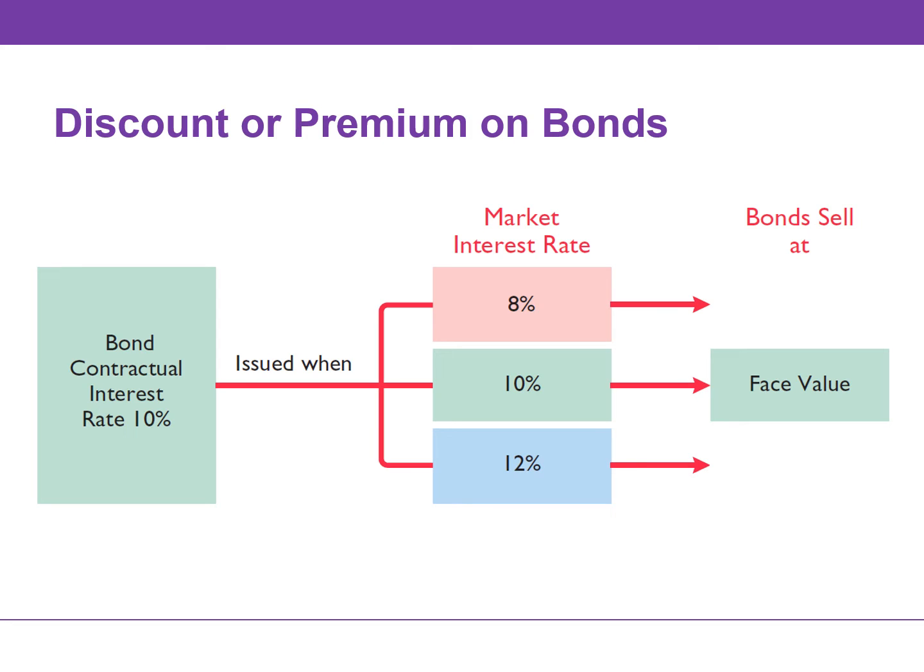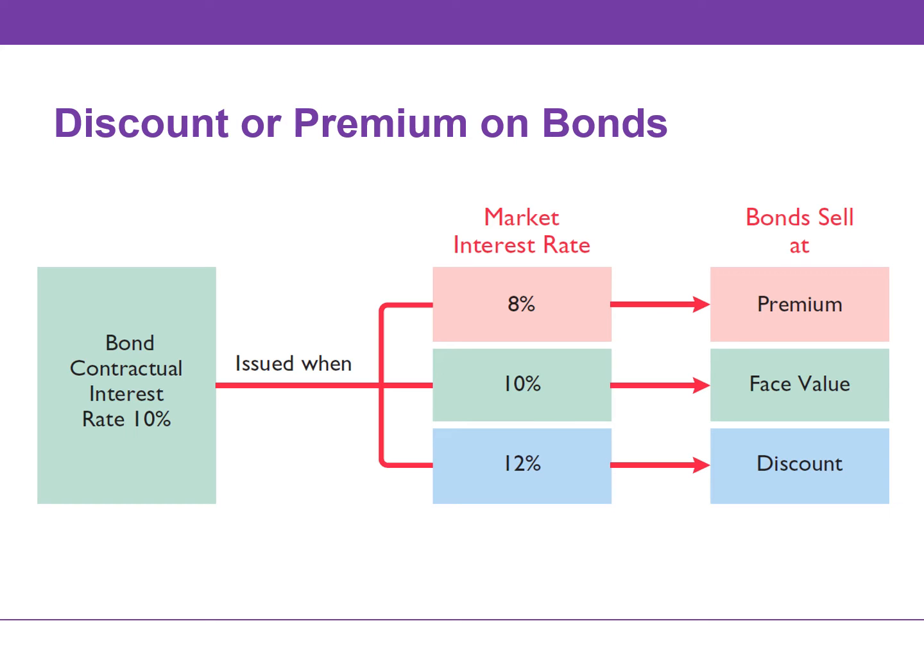When a bond is sold for less than its face value, the difference between the face value of a bond and its selling price is called a discount. If the market rate of interest is 8% and the contractual or stated interest rate is 10%, the price on the bonds will be higher than its face value. When a bond is sold for more than its face value, the difference between the face value and its selling price is called a premium.